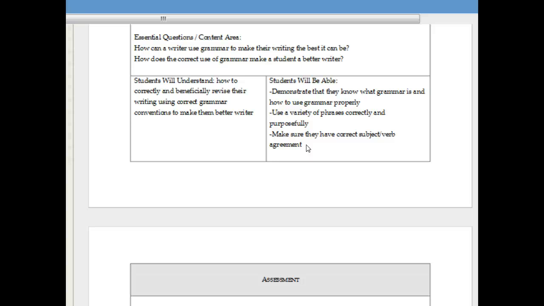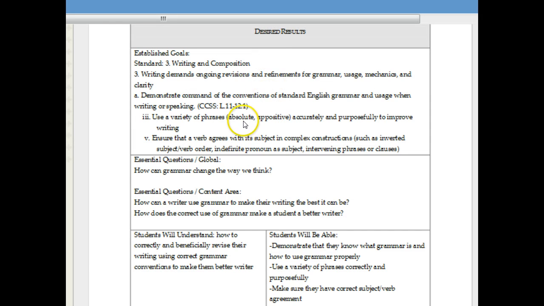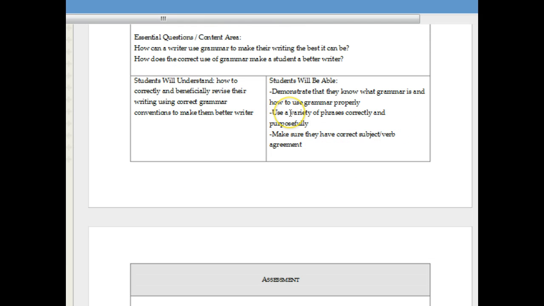Use a variety of phrases correctly and purposefully. That may be okay. Yeah, you could add a measurability tool to that. Use each phrase taught in class, right? Because up here, you have absolute and appositive, right? Use two absolute and appositive phrases correctly and purposefully by creating their own sentences or revising in work or something like that, okay?